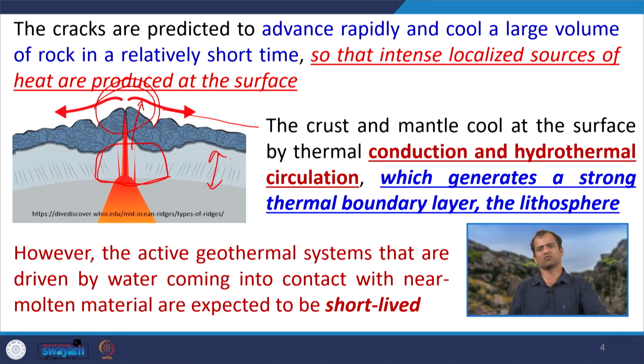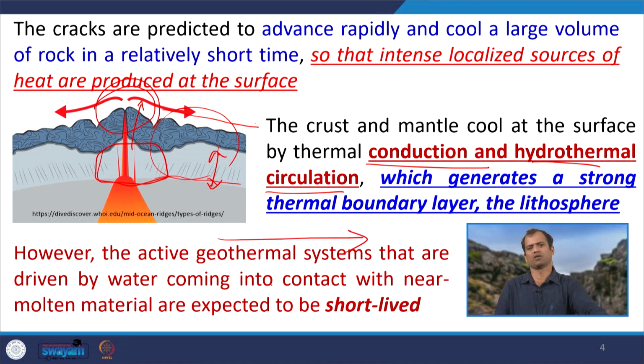In the asthenosphere, we have high heat flow, and in the lithosphere we have low heat flow. So, that is why the asthenosphere and lithosphere boundary can be defined based on the heat flow system. But at this place, the heat loss is by the conduction process and the hydrothermal circulation process.